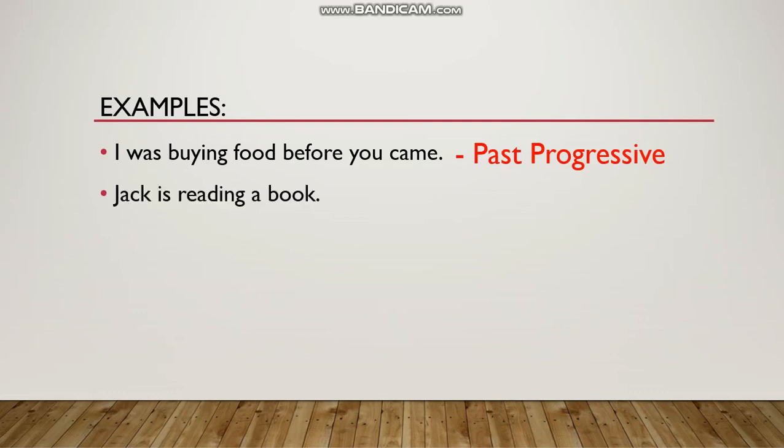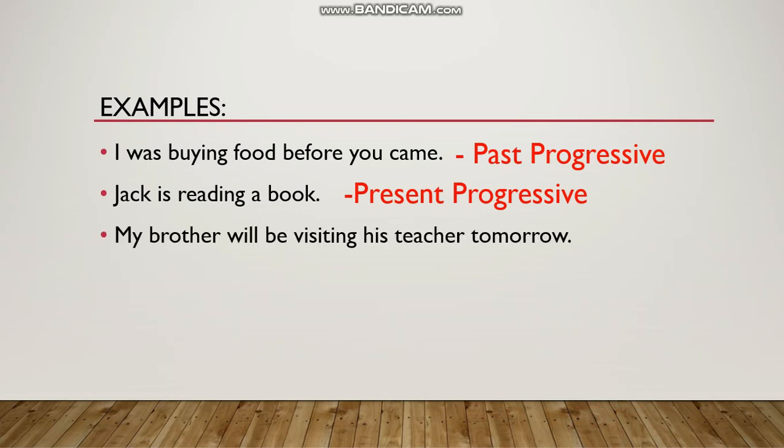Next, Jack is reading a book. The verb, reading. So you already knew that it is progressive because we have the main ingredient here. And also the linking verb is, which is in present. So this is present progressive. Next example, my brother will be visiting his teacher tomorrow. So when will the action begin?